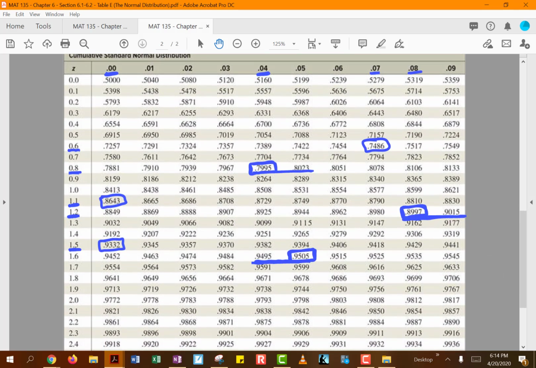Okay, so again, it looks like 0.900 is going to fall between these values over here. So you've got 0.8997 and we've got 0.9015. So of course .90 will be closer to 0.8997. So we are looking at a z-score of 1.28.